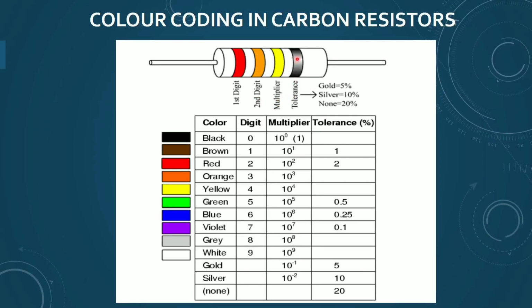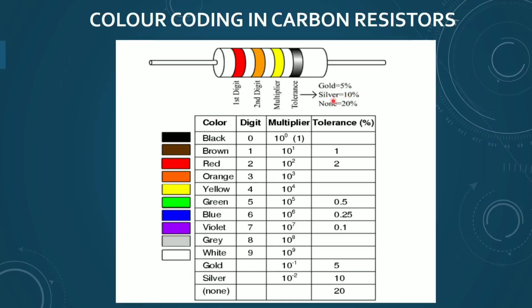But the last color will give me the tolerance limit, which is generally gold or silver or no color. So if it is gold, then 5% tolerance is there. It means 23 into 10 to the power 4 ohm. I can use this resistance in a circuit where less or more than 5% of this is required.